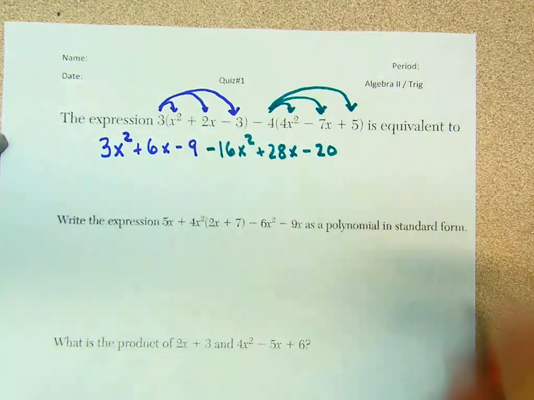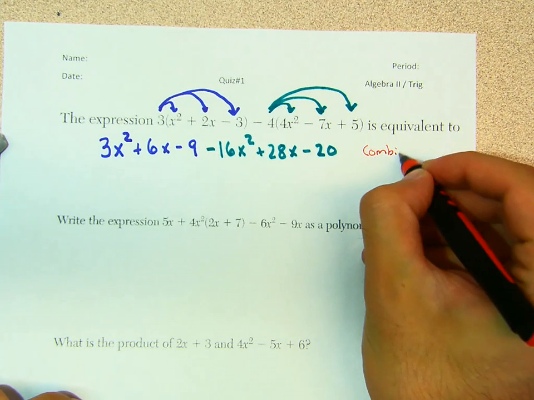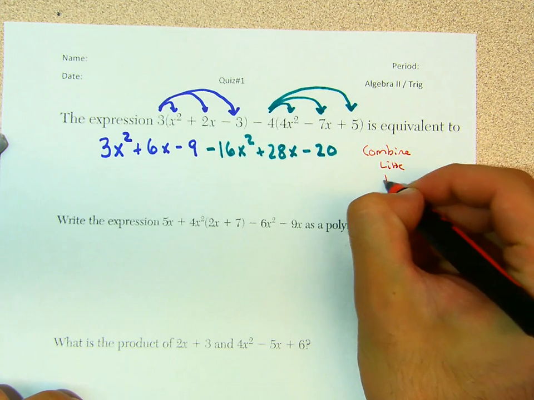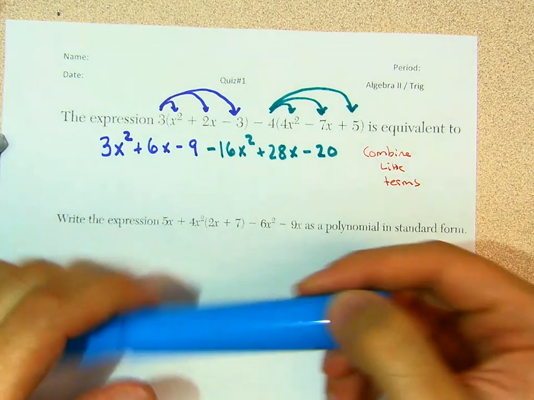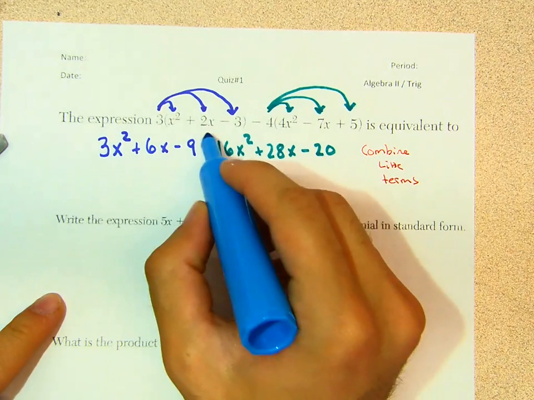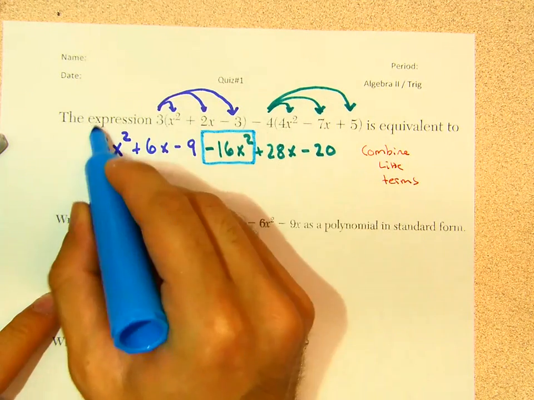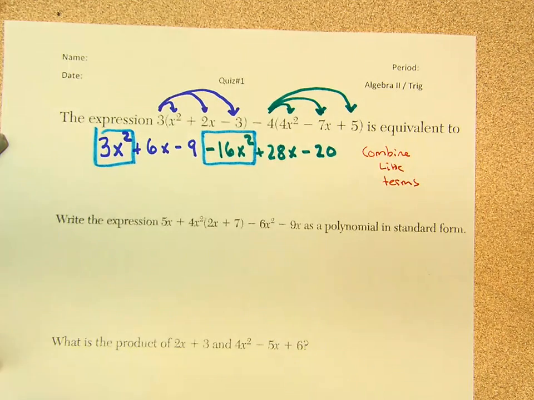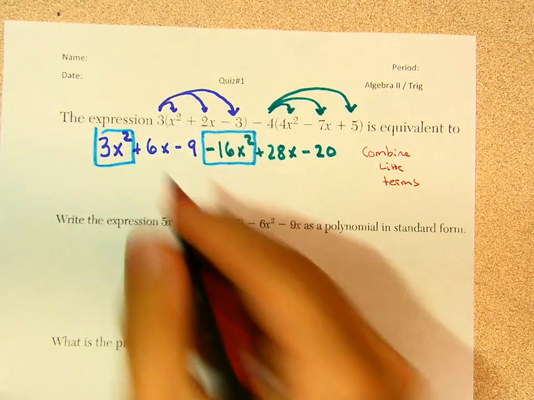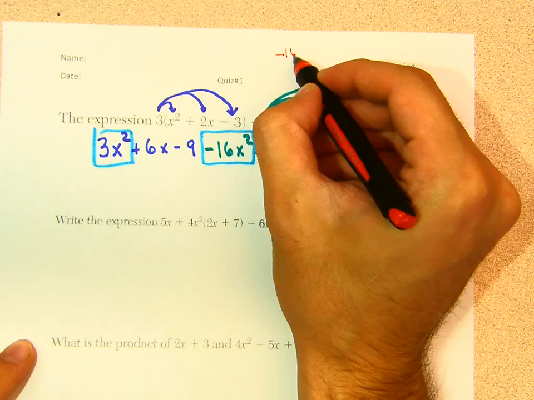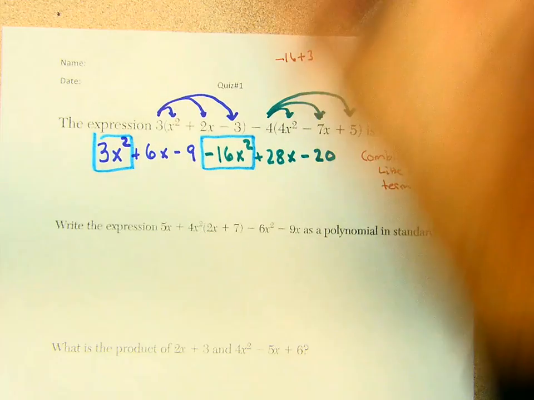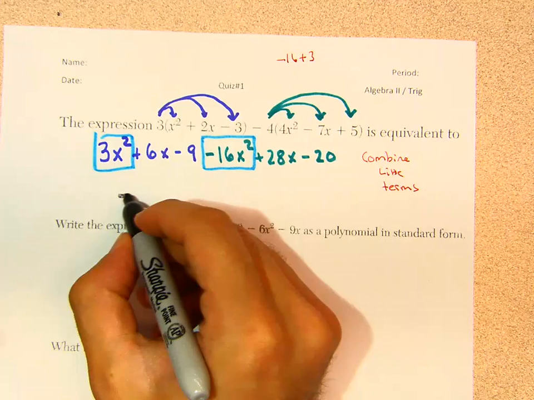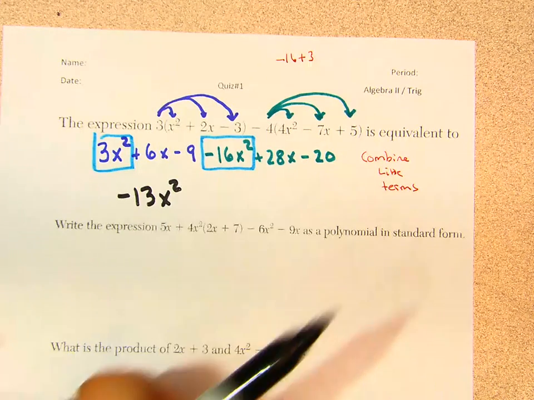Combine like terms. Okay? So here, which terms can we combine? We can combine this term and this term. So what will that be? You're basically doing negative 16 plus 3, right? And that becomes negative 13x squared, right?